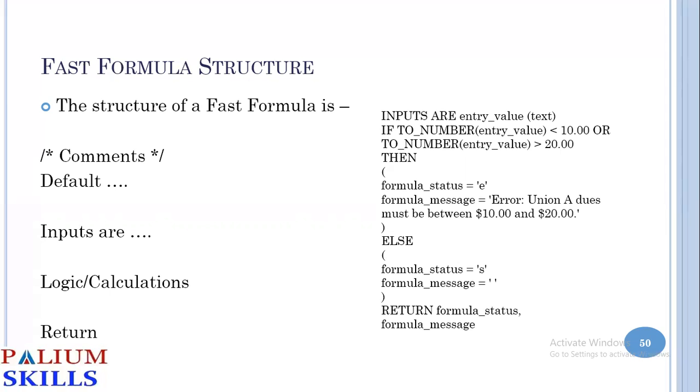This is just an example to give you a side by side comparison. Inputs are entry value of text. This is actually an input validation type of formula, where it is checking what the user is entering. If the value is between 10 and 20, then it will give an error. Entry value is what the user is entering, so that is the input value.